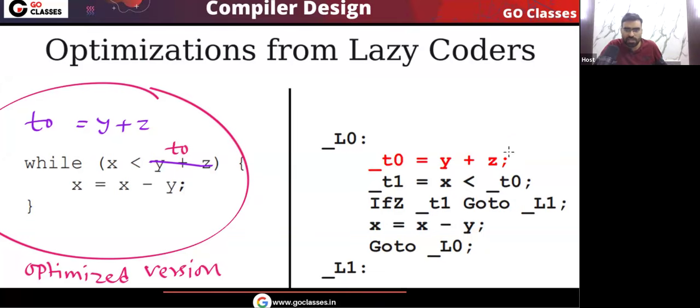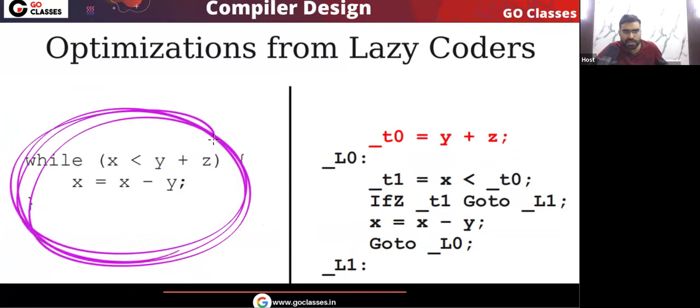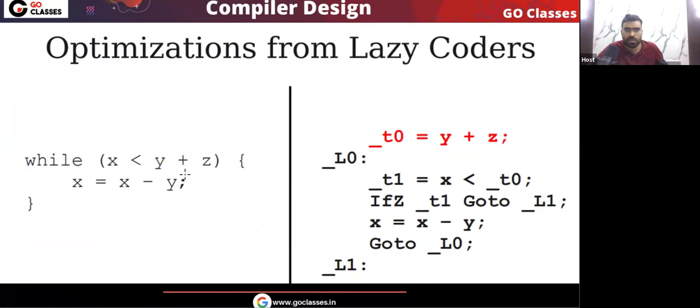But here, y is not changing, z is not changing, so you don't have to do this y plus z again and again. You put this outside the loop. Here you put this code outside the loop. Is this clear? Now you can notice in the loop, you don't have to do any addition. If this loop runs for 1 million times, then you don't have to do 1 million additions. Yes or no? So this is called optimization.